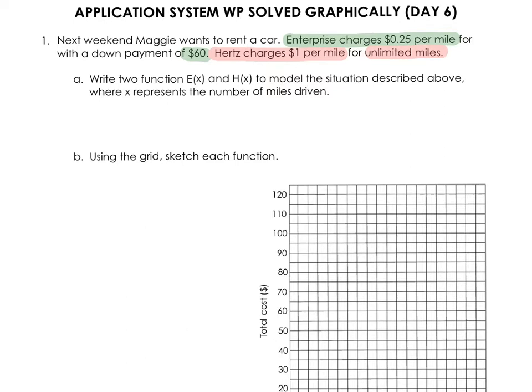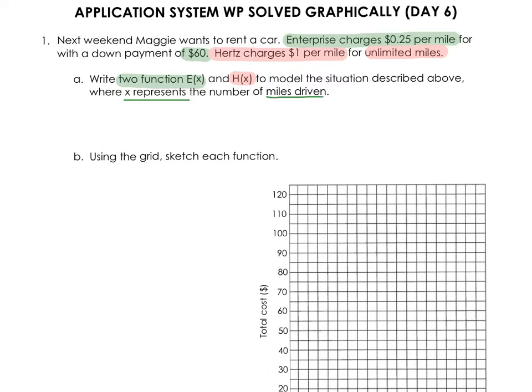So what we need to do first, since this is a system, is write, and they're telling us, two functions using E of x for the Enterprise and H of x for our Hertz to model the situation described above, with x representing the number of miles driven. So in that statement, they're telling us what the x is. That's our let statement. X represents the number of miles driven.